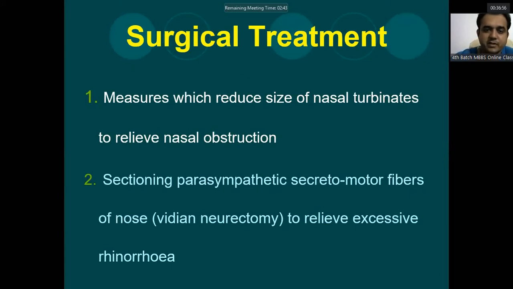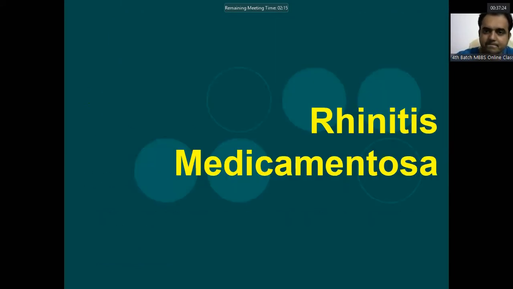Surgical treatment. The treatments are aimed to reduce the size of nasal turbinates to relieve nasal obstruction, and similarly sectioning of the parasympathetic secretomotor fibers of the nose, vidian neurectomy, to relieve excessive rhinorrhea. This one surgery you need to know, and sometimes this is asked in your examination. The question can be like this: what is the surgical treatment for vasomotor rhinitis? And the answer should be vidian neurectomy, right?